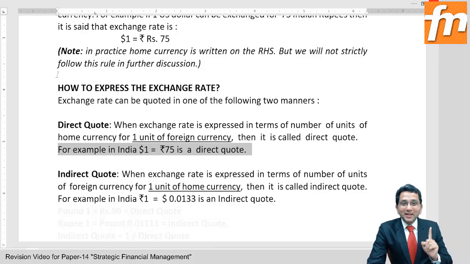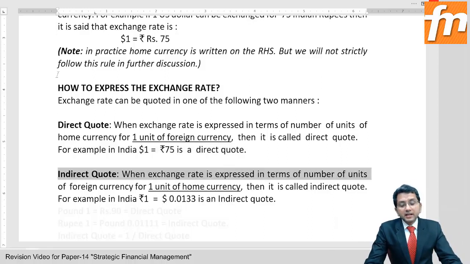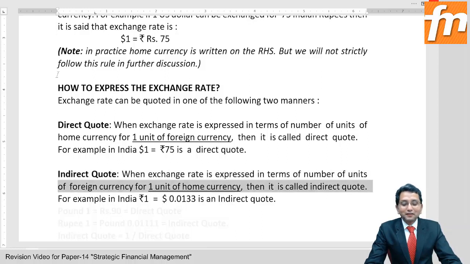This is 1 unit of foreign currency for number of units of home currency. Direct quote. What is indirect quote? If exchange rate is expressed in terms of number of units of foreign currency for 1 unit of home currency, then this is named as indirect quote.